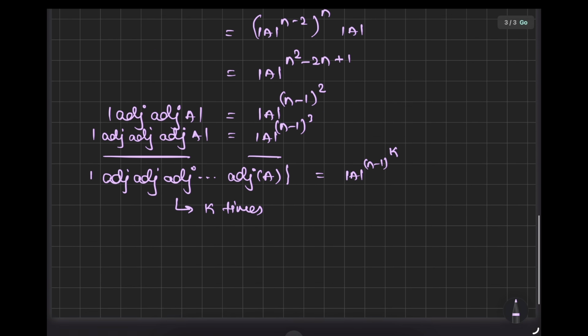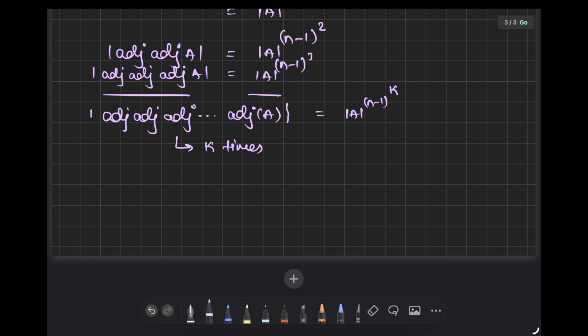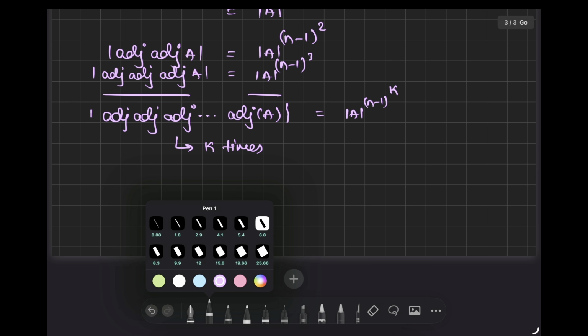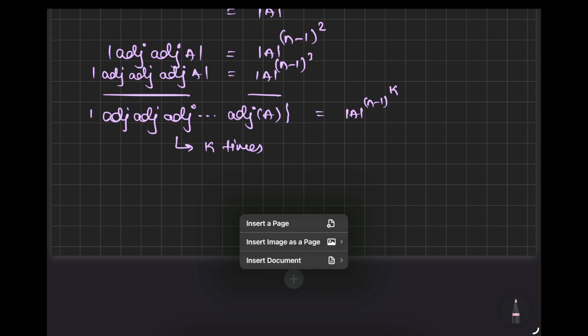Okay, so this is the idea. Now suppose that, look at this thing. Now you know that A times adjoint of A was determinant of A times I n. Now can I replace A with AB? Just think about it. We can do that. So this first A will look like what?